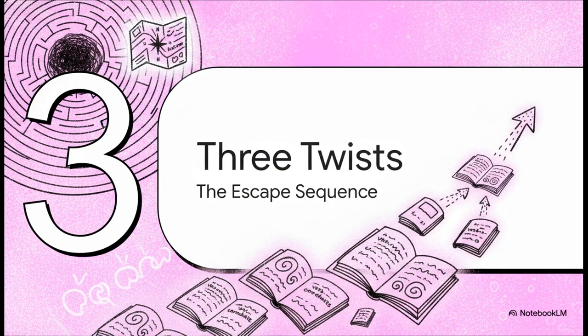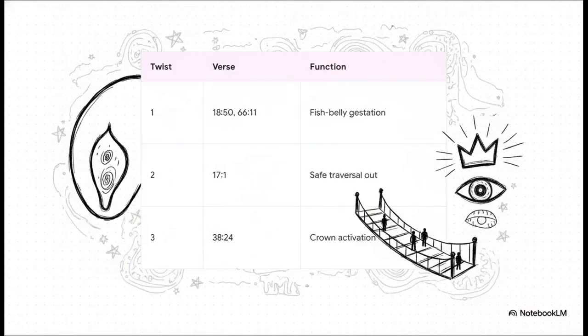Section 3. Three twists of escape. So how exactly do we bridge our way out of that ego trap? Structurally, the source tells us this escape sequence relies on three massive topological twists. Twist 1 happens at coordinates 1850 and 6611.